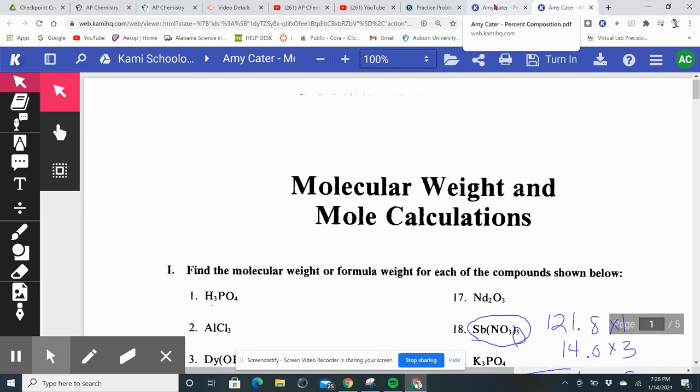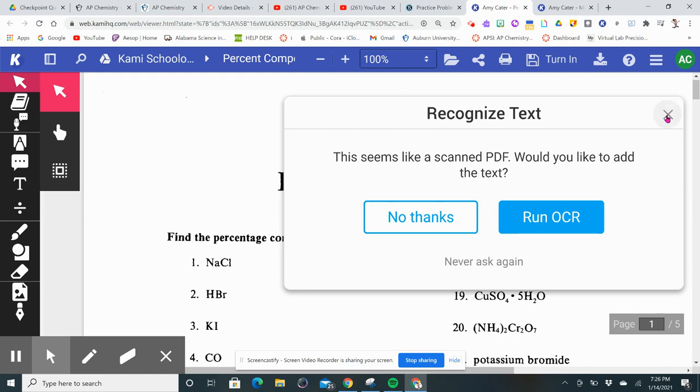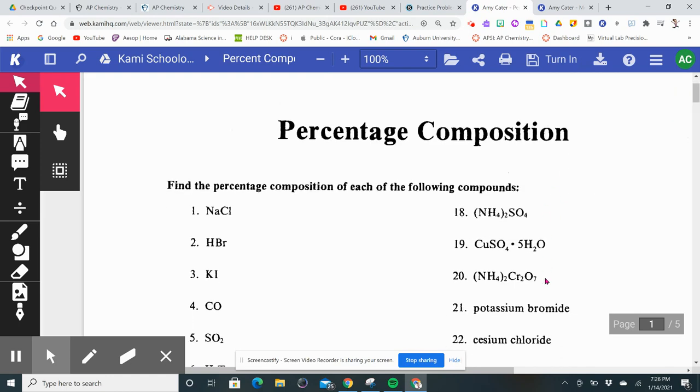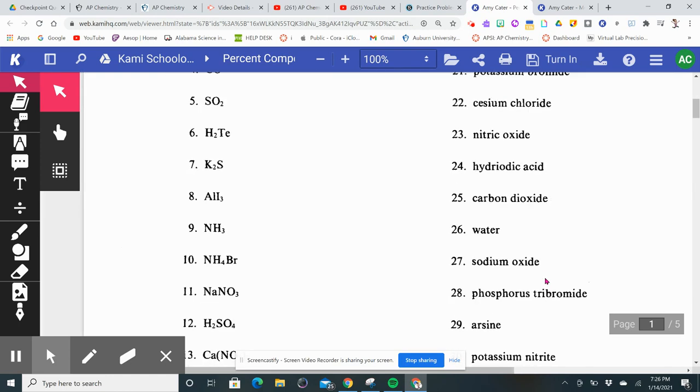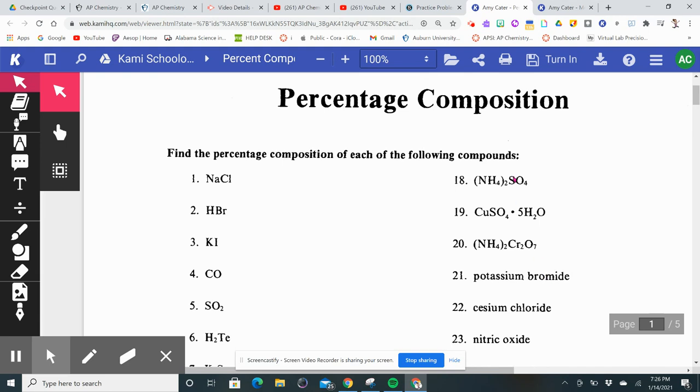Okay. All right, so let's do percent composition. So with percent composition on these, what we're going to do is basically find the molecular mass, and then after we know the molecular mass, we are going to find the percent of each element out of the total. Okay, percent composition would mean the percent of that element out of the total mass of that compound. So let's do number 2.